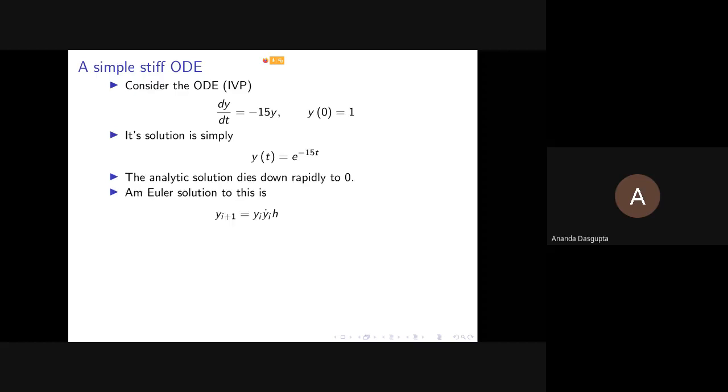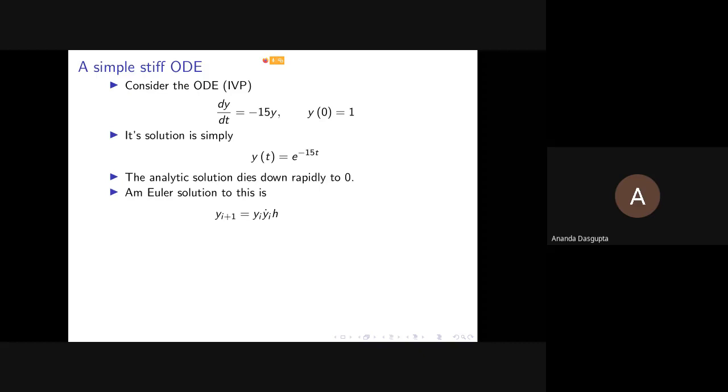And what we are going to do, oops, I messed this up. So I'm not very sure where the am came from. Actually, the Euler solution to this is yi plus 1. I also messed it up rather badly. Yi plus 1 is yi plus yi dot h. Right? That's what the Euler solution is.